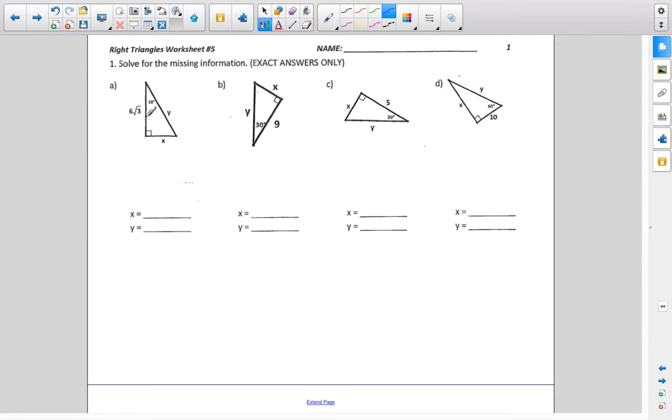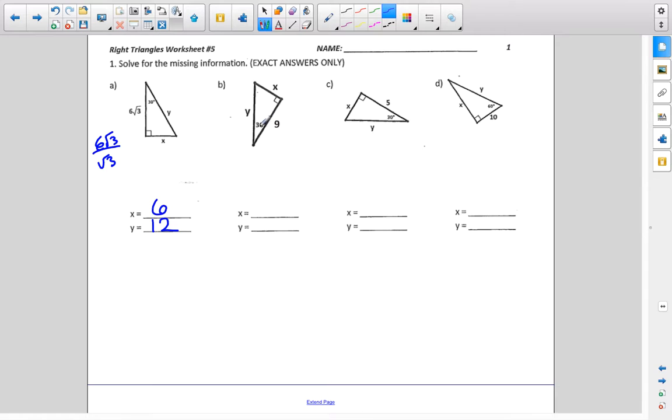Now when I look at the first problem, and I just want to do this first row of problems to get you off on a good start. Here's the short leg, x. I have the long leg. So to go from the long leg back to the short, I divide by the square root of 3. So 6 root 3 divided by root 3 is going to give me a short leg of 6. To go from short to hypotenuse, I simply multiply times 2.